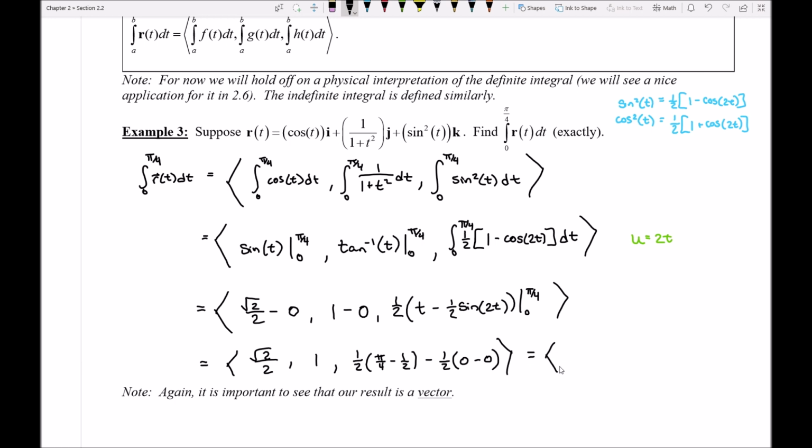Okay, so yuck, I get this vector. If I simplify that down, I'm going to get square root of 2 over 2, 1, and then it looks like something like pi over 8 minus a fourth. And I'm just going to leave it like that. That's an exact answer.